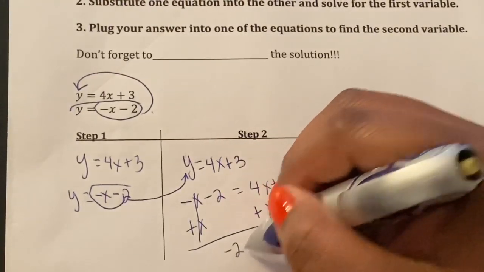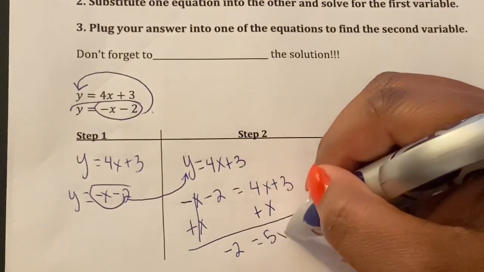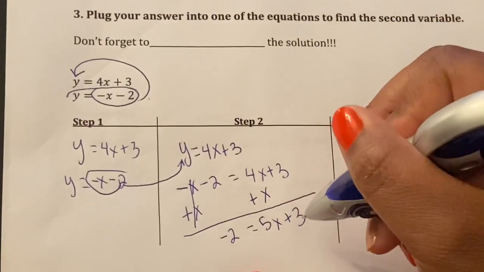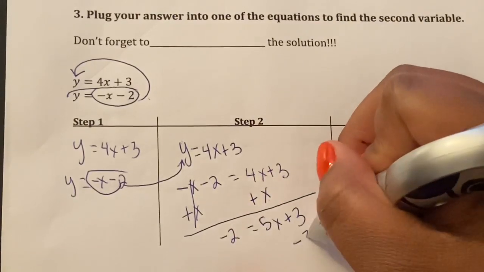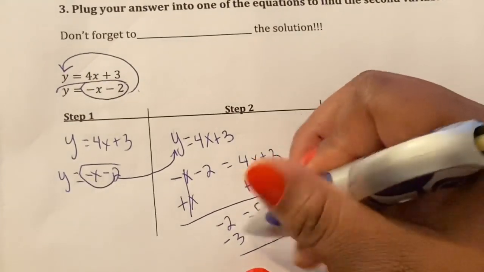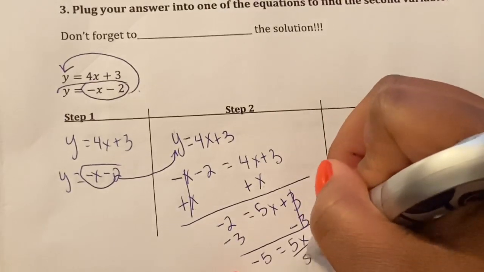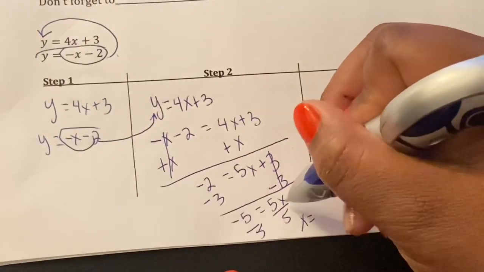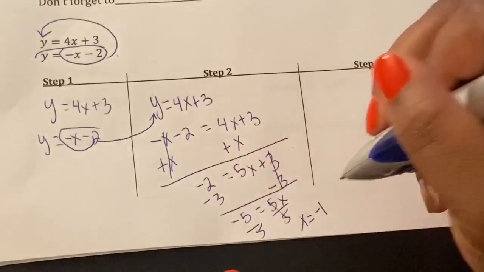That gives me negative 2 on the left side. On the right side, I get 4x plus x is 5x plus 3. Now I'm going to get my two constant terms together, so I'm going to subtract 3 on both sides. That's going to give me negative 5 equals 5x. Divide by 5 on both sides. x is going to be equal to negative 1, because negative 5 divided by 5 is negative 1.